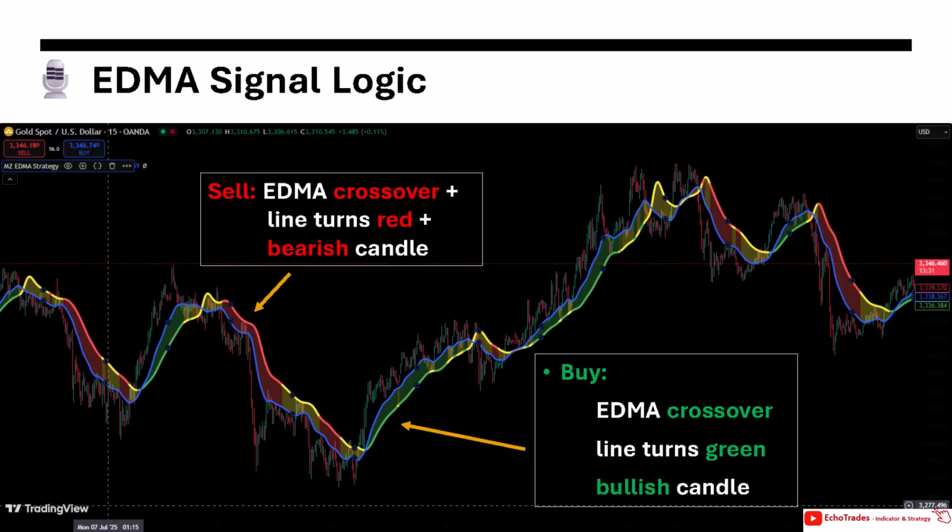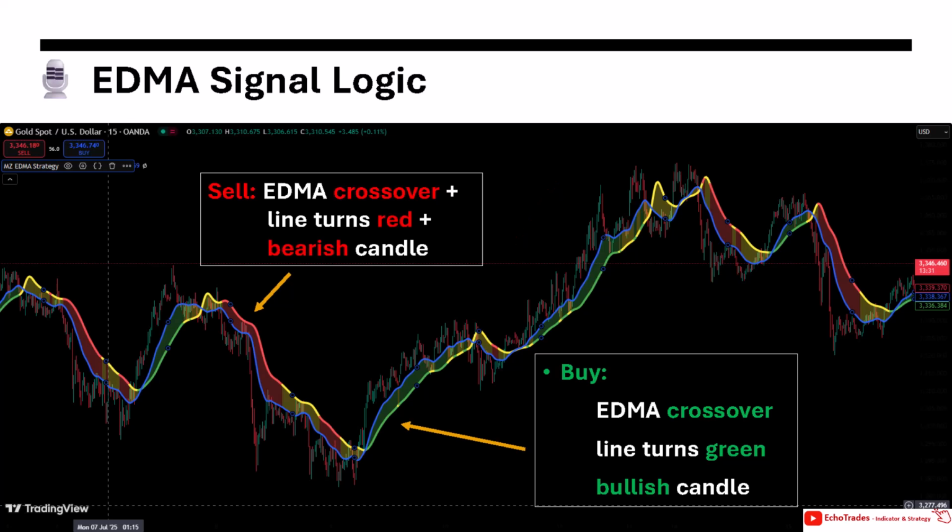The signals are pretty visual. When the EDMA lines cross each other and the line itself turns green, that's your heads up for a potential buy trade. Green means go? Potentially, yes. You'll want to see a bullish candle form too, confirming that upward move. And conversely, if the lines cross and turn red, that's your potential sell signal. Again, look for confirmation with a bearish candle pushing down.